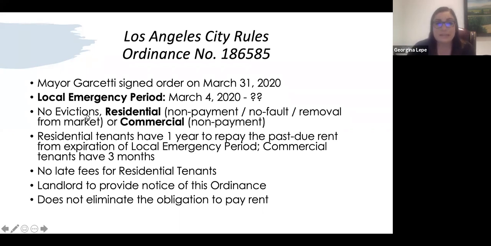Mayor Garcetti has indicated that in the city of LA, residential tenants have 1 year to repay the past due rent from the expiration of the local emergency period. So whatever date goes right here, the tenants will have 1 year from that date. For commercial tenants, they have 3 months from this date. No late fees can be assessed for residential tenants. The landlord needs to provide a notice of this ordinance to the tenants. It does not eliminate the obligation to pay rent. So again, this only applies to the city of LA, not the county of LA.